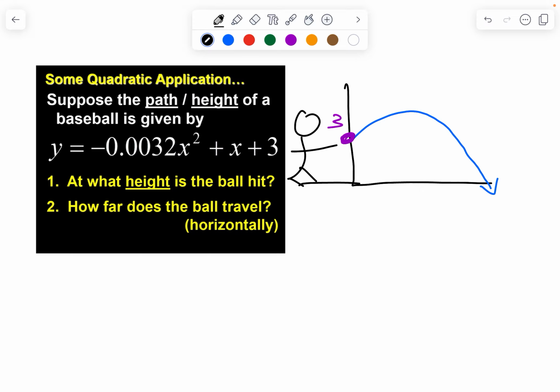Okay, so what about question 1? It's already been answered, right? The height of the ball is the y-intercept. So connect the starting height with the y-intercept. So that's going to be 3.